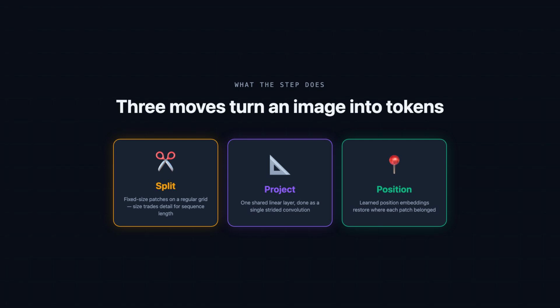Third, positioning. Learned position embeddings are added, so the transformer knows where each patch belonged, restoring the spatial layout that flattening threw away. Without them, the model would see a bag of tiles with no sense of top, bottom, left, or right, and the picture would fall apart.